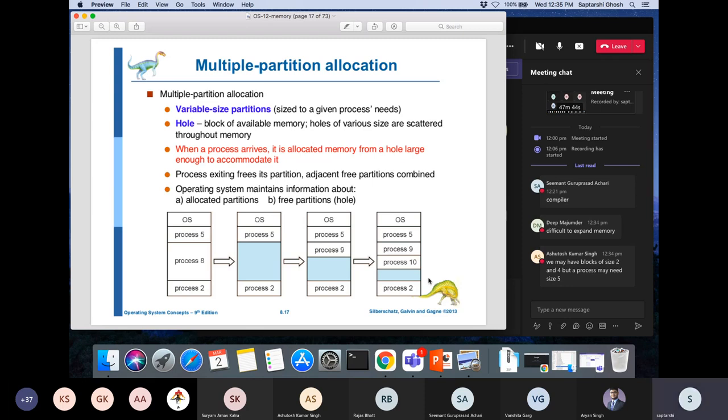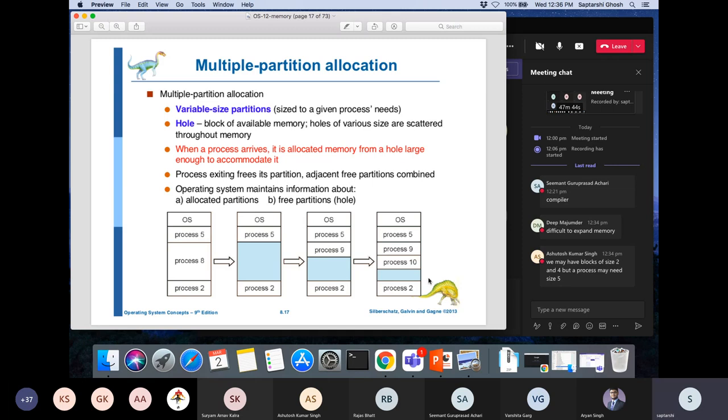Okay, so even if there is enough memory to accommodate a process, we may not be able to give a process that memory because it's not contiguous. Okay, that was the point which Ashutosh said. Good. Deep has a separate answer, which is also very important.